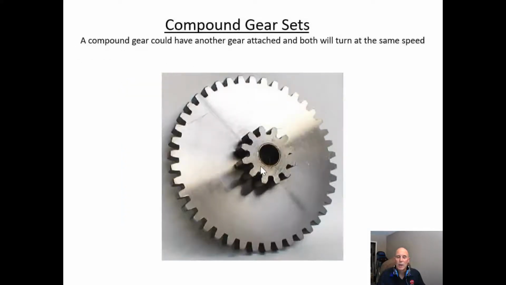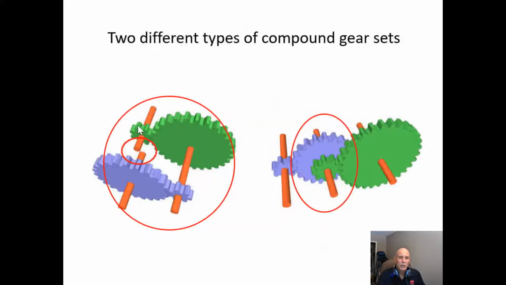So this is a compound gear. If this is our input, this bigger gear will be our output, and it'll run against another set of gears. Let's just take a quick look at how compound gear sets are set up. These are compound gear sets, and so are these.